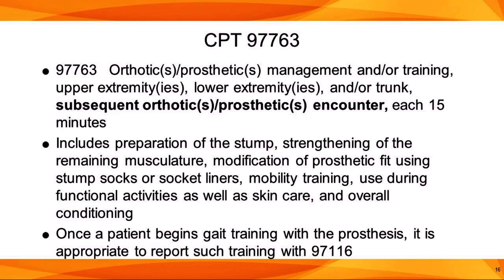97763 is orthotic and prosthetic management or training. It's a 15-minute code again. A lot of times I'm working with modification of prosthetic fit using socks or socket liners, mobility training, skin care, overall conditioning. As soon as they start gait training with the prosthesis, then you report it as 97116, gait training. But if you're doing prosthetic care and prosthetic training and working on prosthetic fit, then you can bill 97763. And again, you might not see this in every setting.